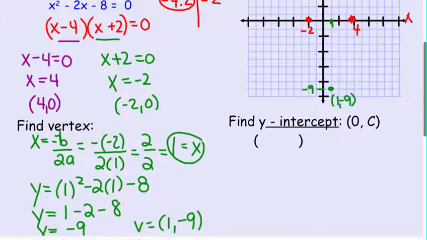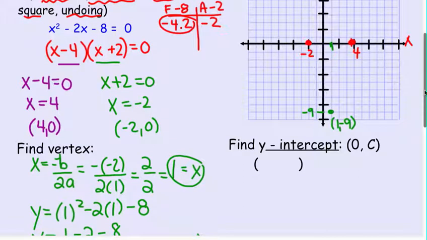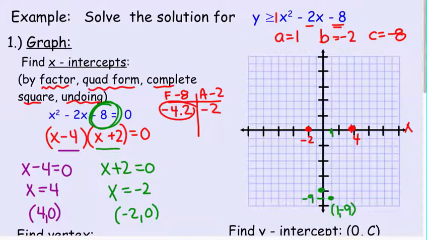We want to find one more thing about the graph. Let's find the y-intercept. The y-intercept is going to be your c. So if you come over to your equation, your c is -8. So over 0, down 8. And there is your y-intercept. Now we're going to go ahead and graph that parabola. Notice that this quadratic parabola has an equal to, so it's going to be a solid parabola. And our parabola opens up.